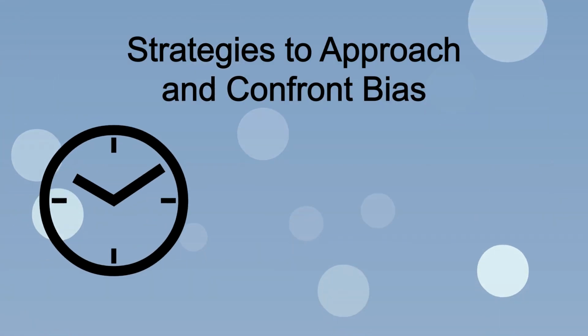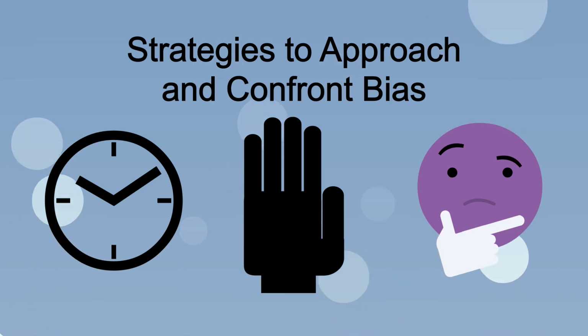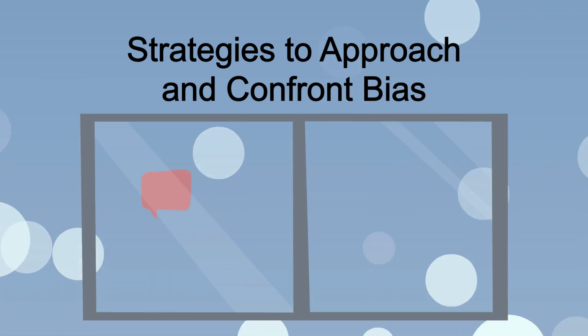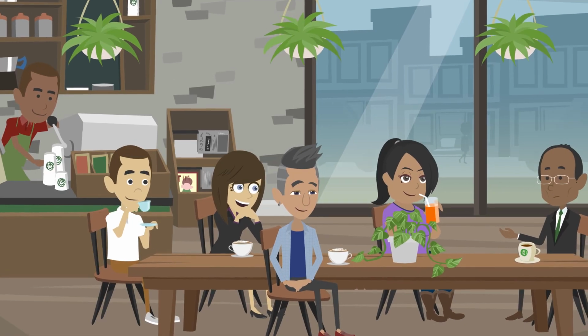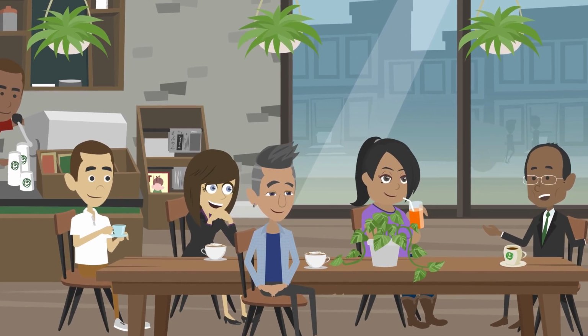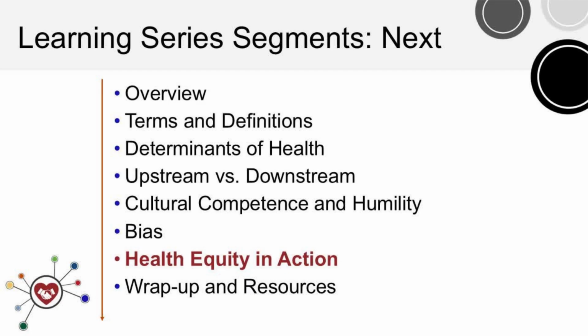We can learn to slow down, pause, and reflect on our potential biases before interacting with people, frame uncomfortable conversations around a learning perspective, and create a safe space for conversations about bias and how it affects our lives and work. In the next segment, we will review some of the actions individuals and organizations can take to help advance health equity.